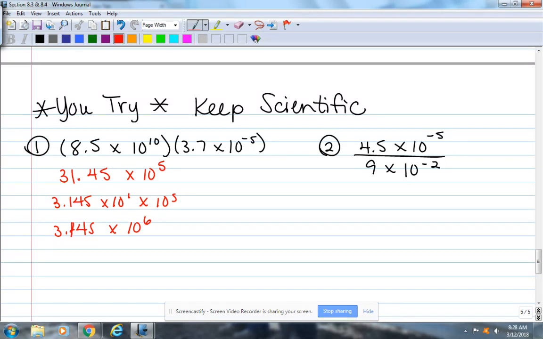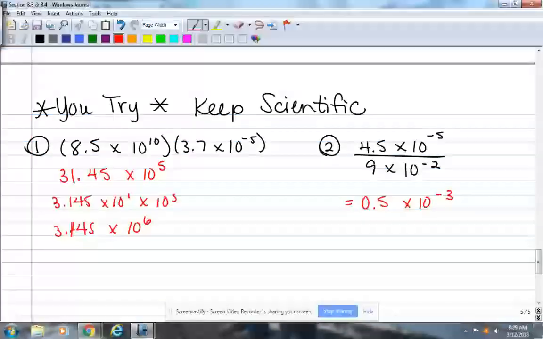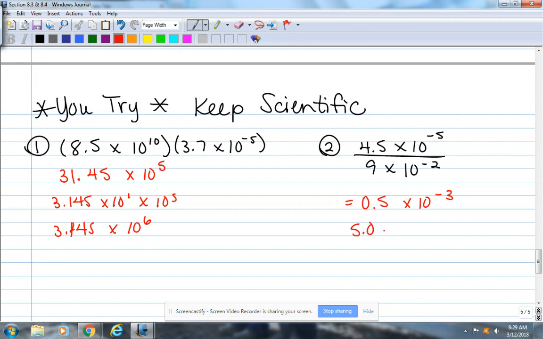Any questions? Number 2, what do you do first? Divide. Top divided by bottom. So what's 4.5 divided by 9? 0.5. And what do you get when you subtract your tens? Negative 3 power. Can you leave it like that? Is 0.5 too big or too small? So that's going to be 5.0 or just 5 times 10 to the negative 1 times 10 to the negative 3. So your answer is 5 times 10 to the what? Raise your hand if you got 5 times 10 to the negative 4.